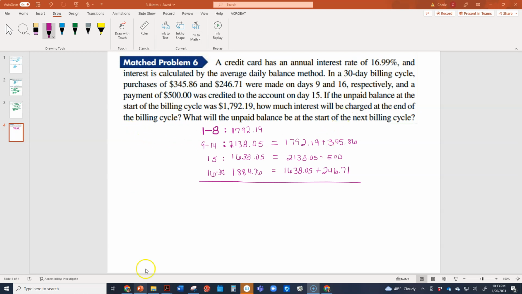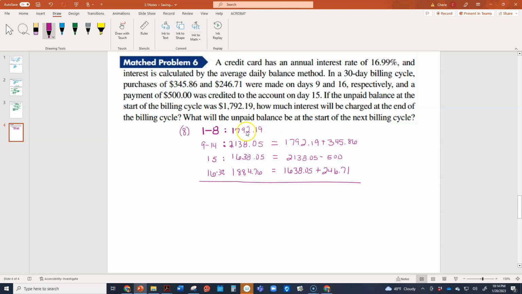Well, you could make a list of 1 through 30 and write your balance down on each one, but I am a little bit lazier than that. It says we start off with my balance of $1,792. So on day one, that's my balance. On day two, day three, day four, day five, day six, day seven, day eight, that's still my balance. So I have 8 days where that's my balance.